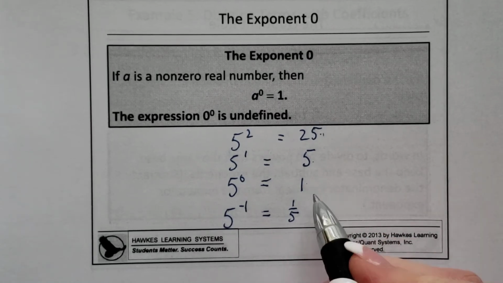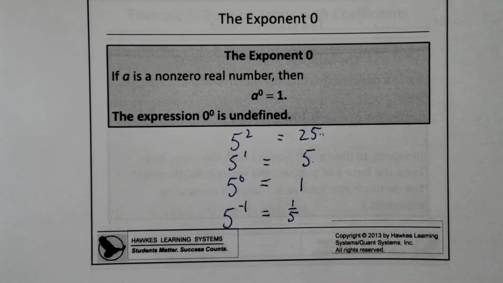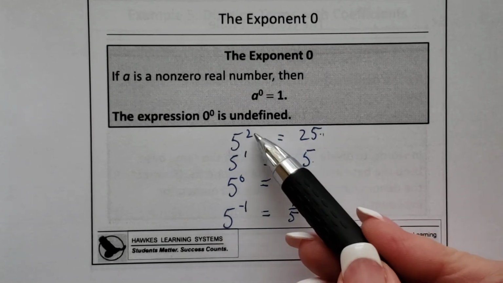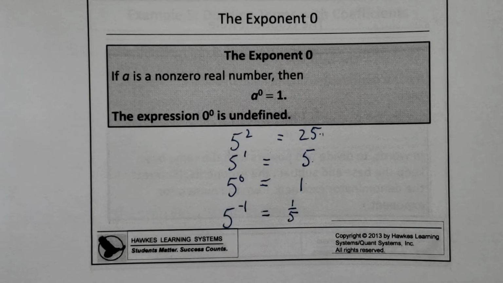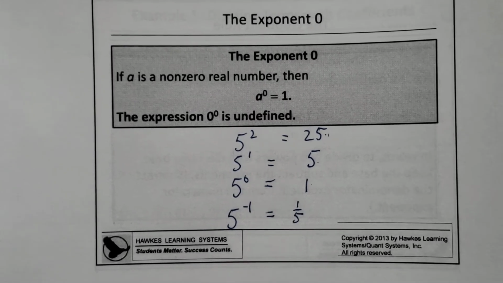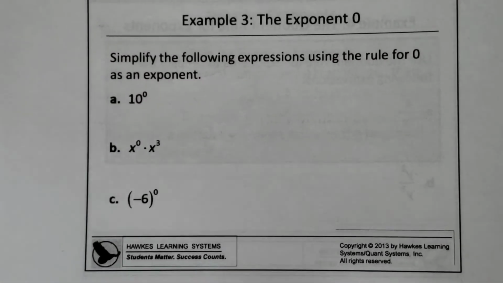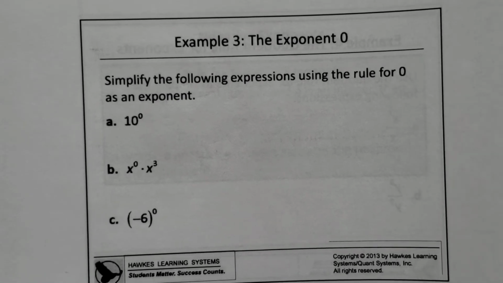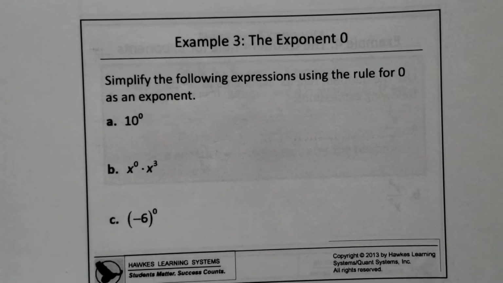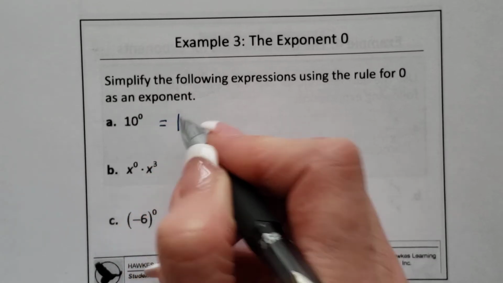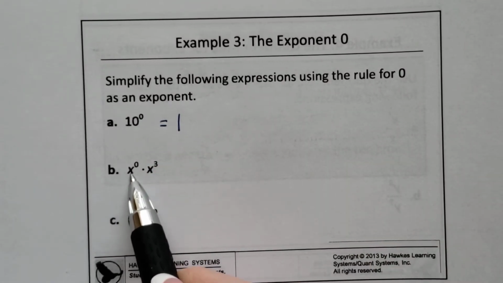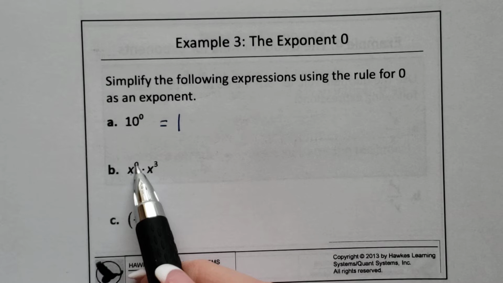So anyway, I'll get back to explaining this in a few minutes, but I just wanted you to see that the pattern with exponents has to be consistent, and that's why any number raised to the 0 power is the number 1. So how that looks in some examples, look at letter A. 10 raised to the 0 power is 1. Letter B, x raised to the 0 power is 1.